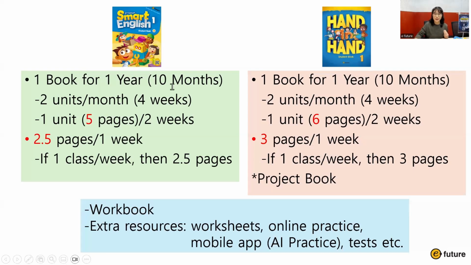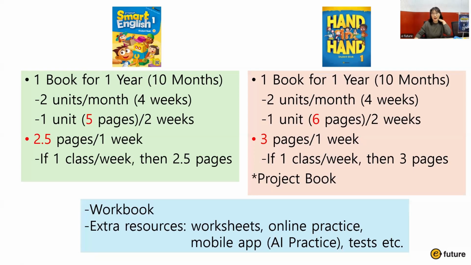One book for 10 months, and in one book, there are 20 units. So you use 2 units per month. And in each month, there are 4 weeks. So you use 2 units for 4 weeks. That means you use 1 unit for 2 weeks. Are you okay with this?